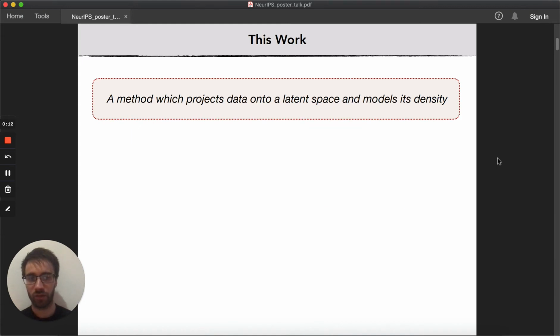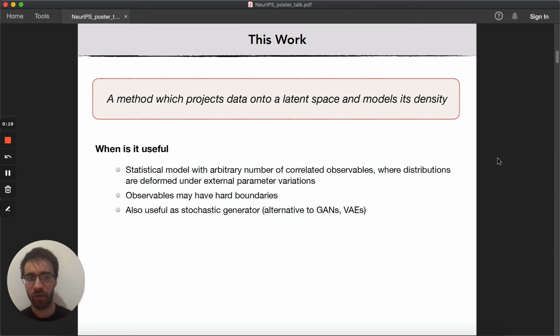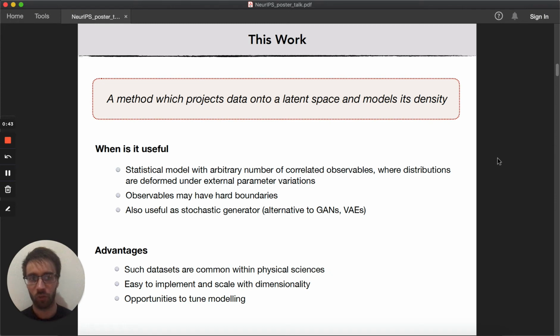So in short, this work presents a method which projects data onto a latent space and then models its density. The method is useful when you want to create a statistical model with an arbitrary number of correlated observables for which the distributions are deformed under external parameter variations. And these observables may have hard physical boundaries. And also by sampling this model, we provide a stochastic generator, which is an alternative to the more commonly used GANs and VAEs.